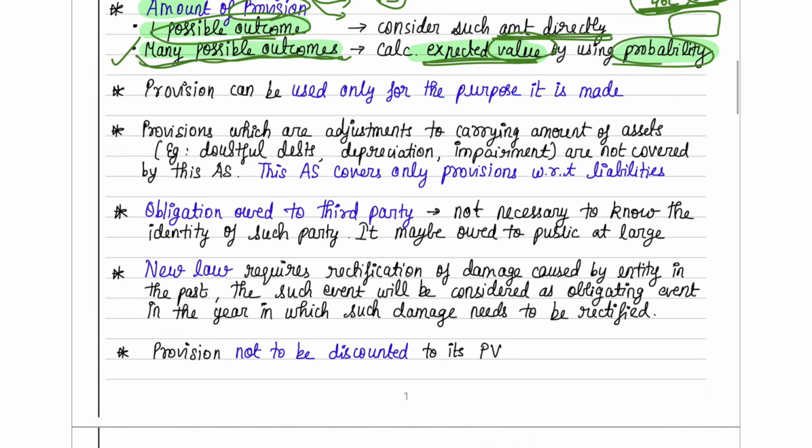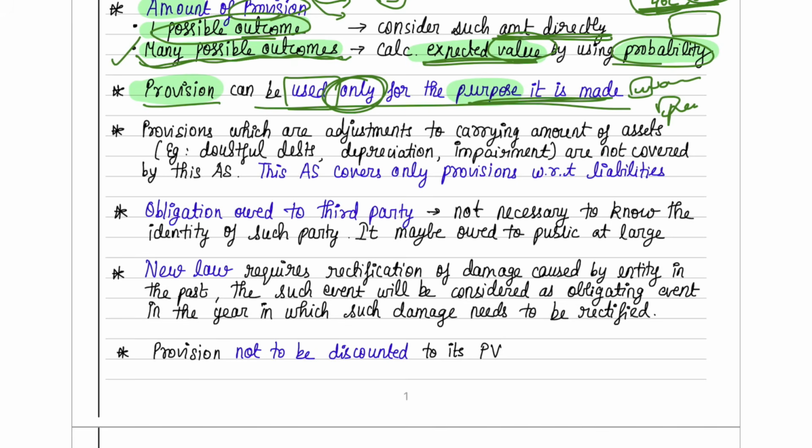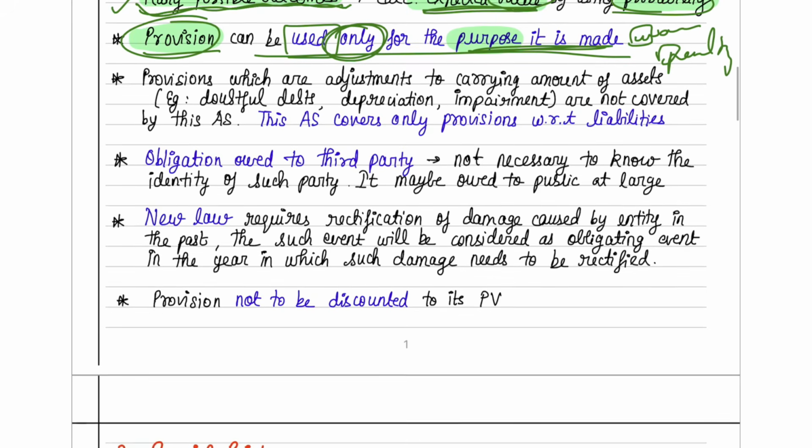Point second, this is a very simple point. Whatever purpose you have made the provision for, for the same purpose only you have to use it. So a provision can be used only for the purpose it is made. You cannot make a provision for warranty and then use it to pay some other penalty. That you cannot do. For what purpose a provision is made, for the same purpose only it should be used.